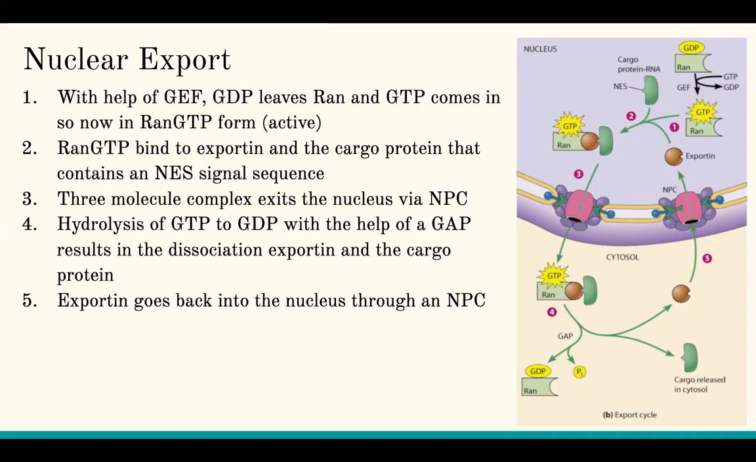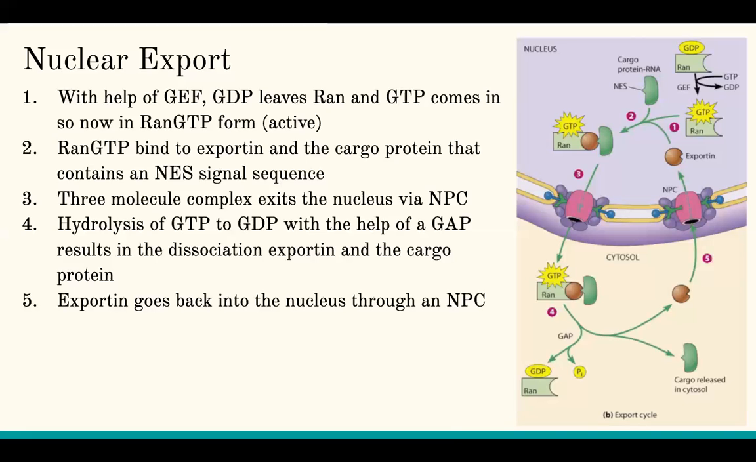And then when you have your cargo released and your exportin released, that's from the help of GAP. So GAP does the same job it did in nuclear import. It just speeds up the hydrolysis of GTP to GDP, which decreases RAN's affinity for exportin, and exportin will let go of the cargo protein before re-entering the nucleus to help bring out more cargo proteins.